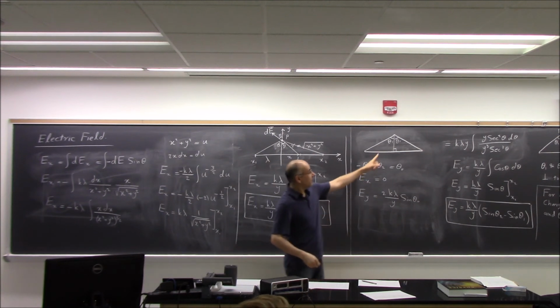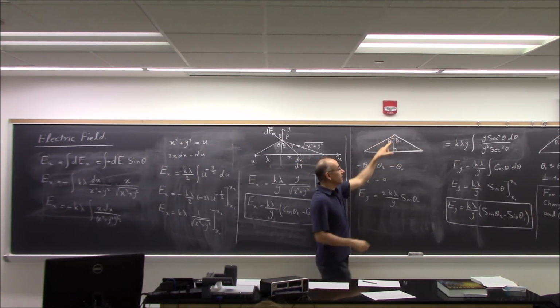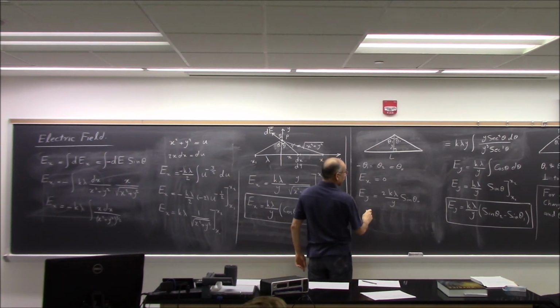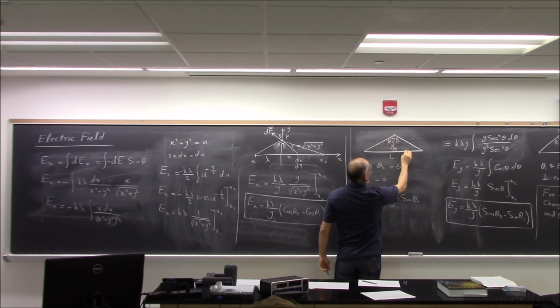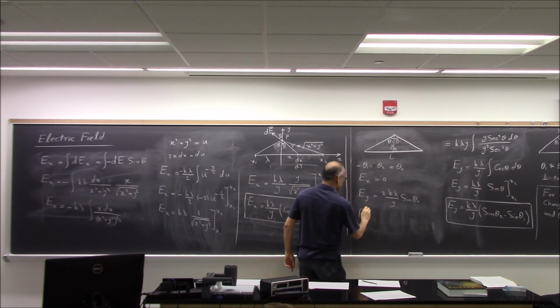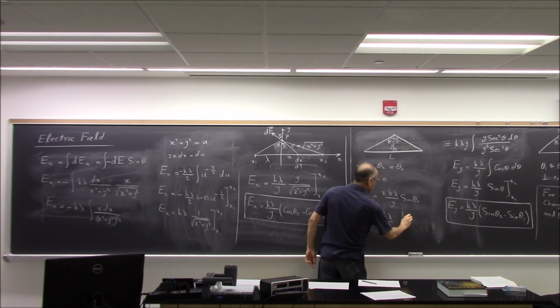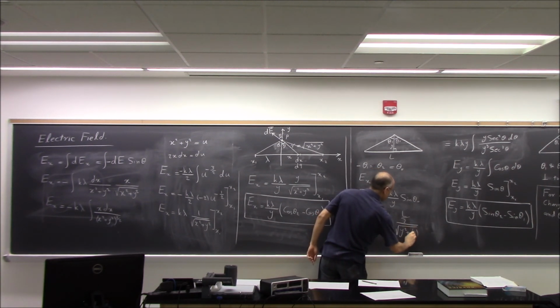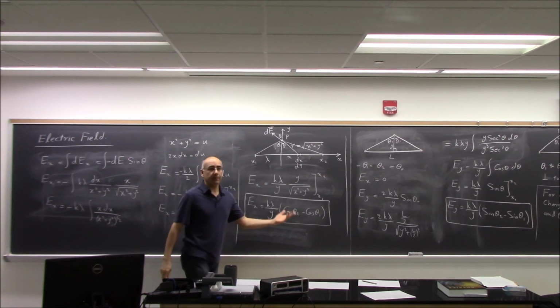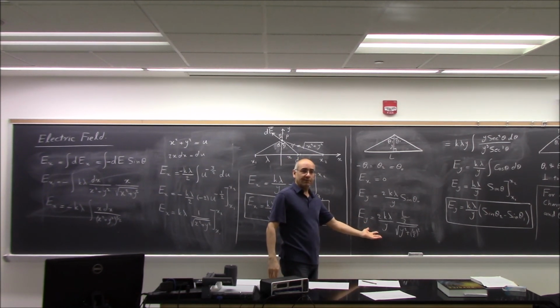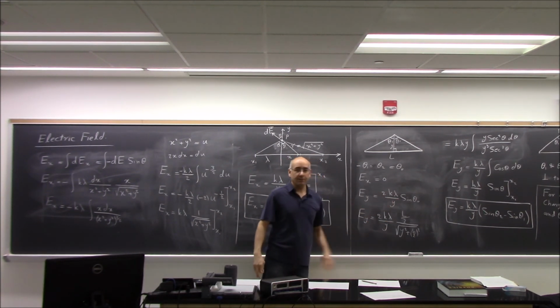Or if you want to write sine theta naught in terms of the length and this distance, for example, if the length is L and the distance here is y, then sine theta naught will be L over 2 divided by square root of y squared plus L over 2 squared. You can write it this way as well, but it's not very useful. It can be useful, but this is easier to look at.